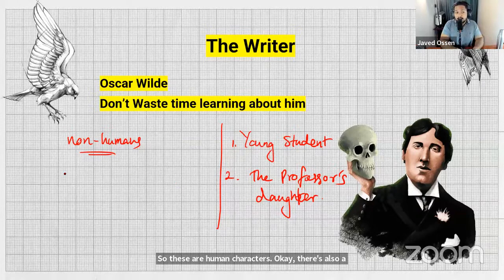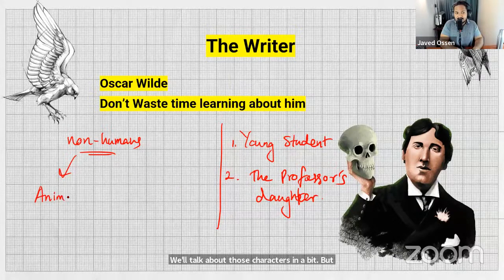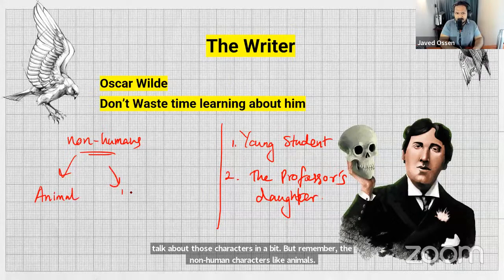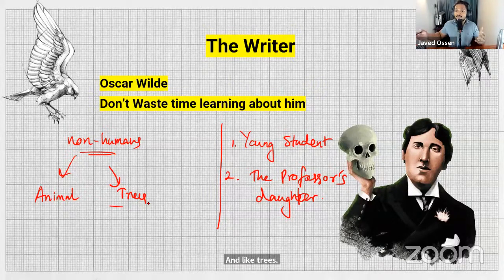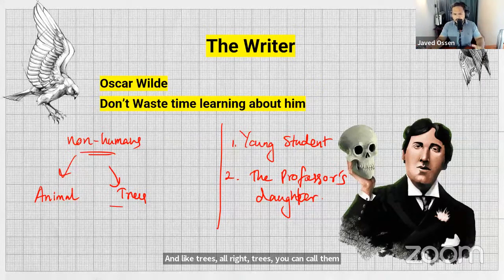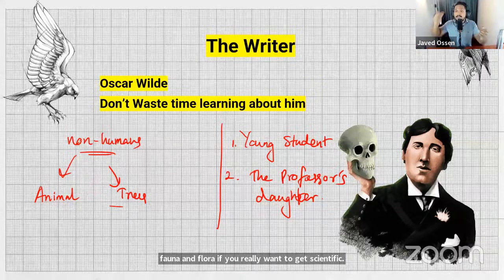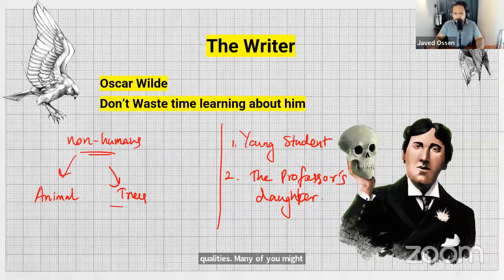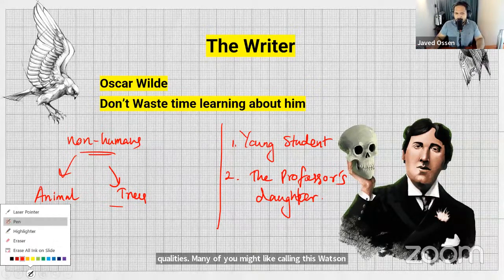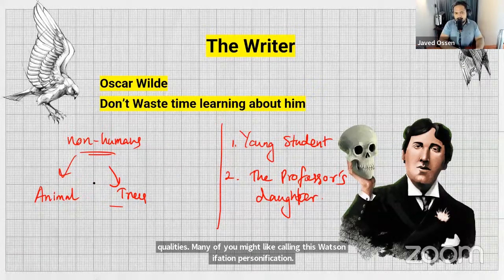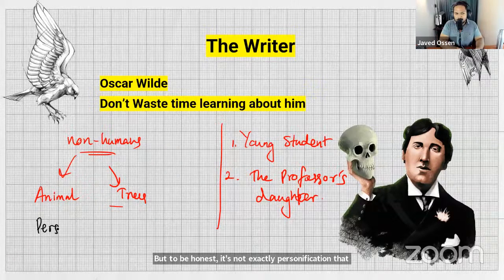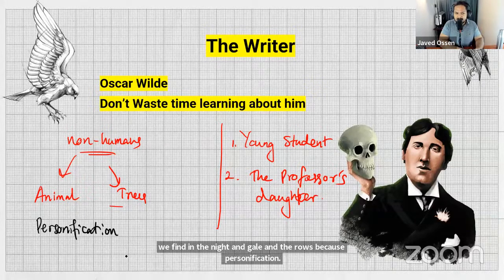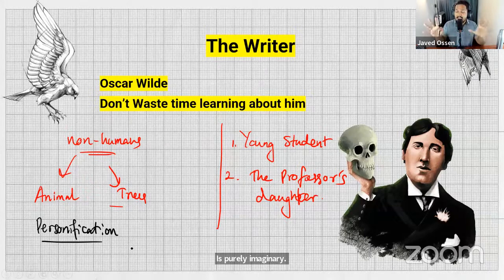But remember, the non-human characters like animals and like trees, all right? Trees, you can call them fauna and flora if you really want to get scientific. Now, these non-human characters are really given human qualities. Many of you might like calling this personification. But to be honest, it's not exactly personification that we find in the nightingale and the rose, because personification is purely imaginary. Now, when I say that the eagle has hands, right? He clasps the crag with crooked hands.